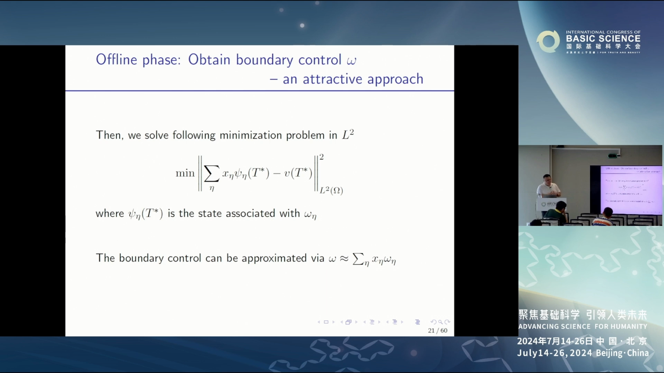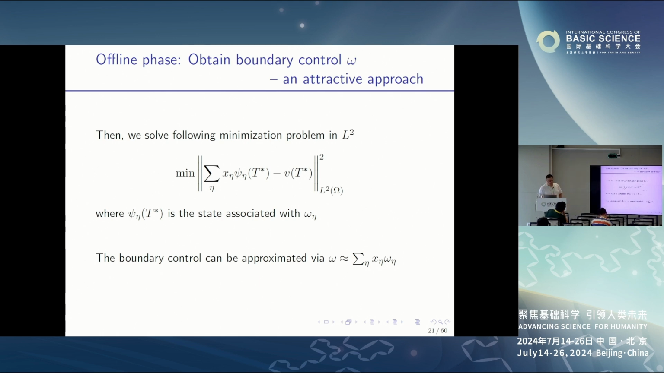After we build those target functions, we can solve this very simple optimization problem on one particular time slice. So it only depends on the spatial domain, and the dimension is just two-dimensional. So we can solve this minimization problem, find those coefficients, and use those coefficients to build our boundary control. That's basically how we efficiently build a lot of boundary controls.